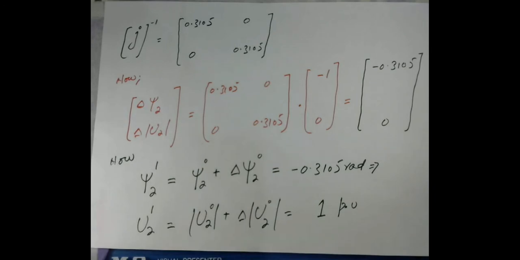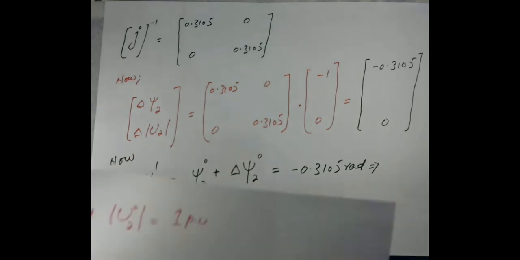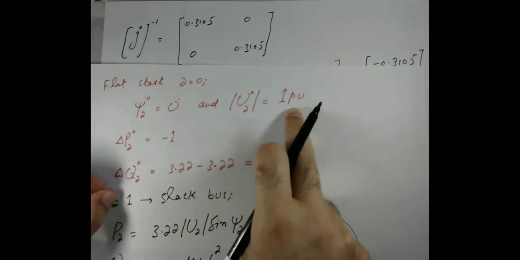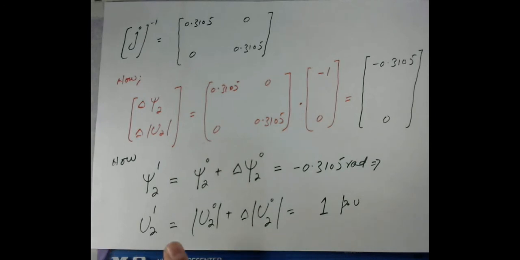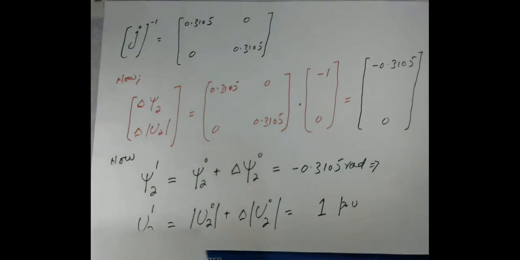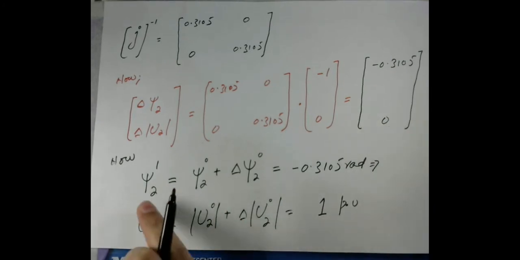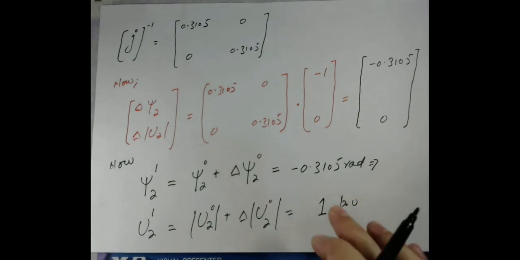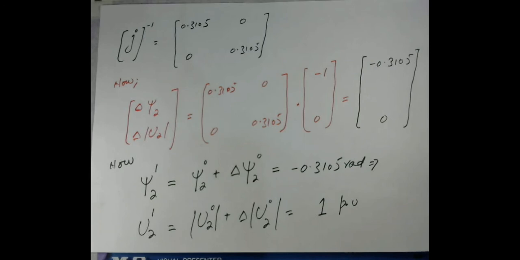And now for the second iteration we will use the updated values. As in the first iteration we used a voltage of 1 per unit in the first guess and the angle was 0, now for the second iteration we will use the updated values. Although the voltage remains the same because we found the error was 0, the angle is no more 0. The angle has a certain value now. So we will use these values for further calculations, for the second iteration. Let me proceed with the second iteration.